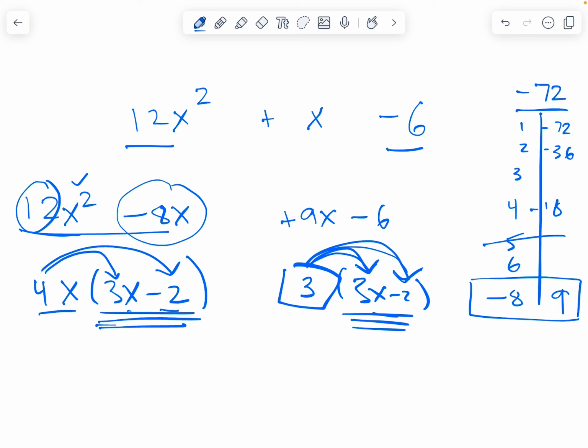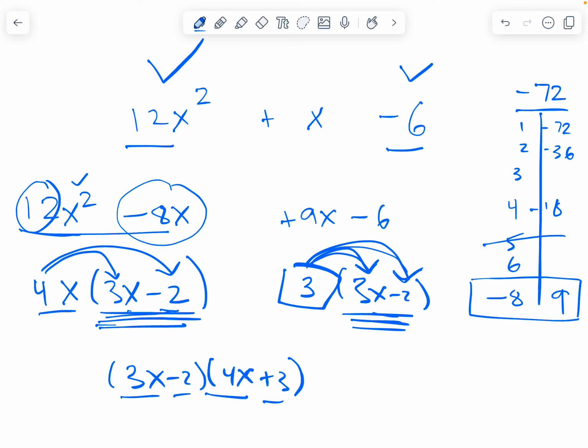Okay, so now last step, I've got a common factor. Each of these has a common factor of 3x minus 2. We've got a 4x, and we've got a 3. And now check. 3x times 4x is 12x squared. Negative 2 times positive 3 is negative 6. This gives us minus 8x. This gives us positive 9x. 9x minus 8x is our 1x right there.